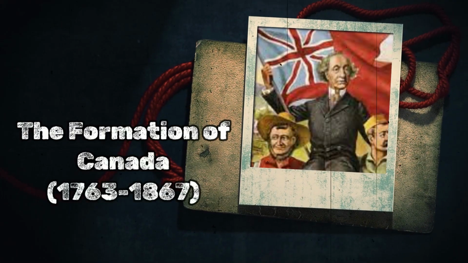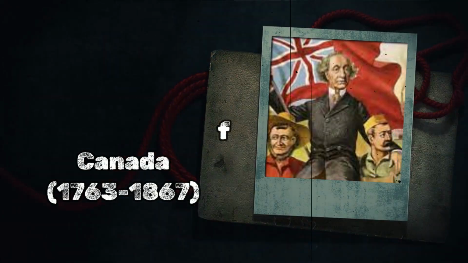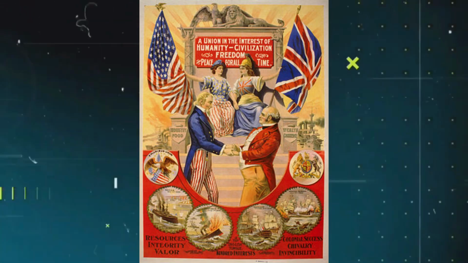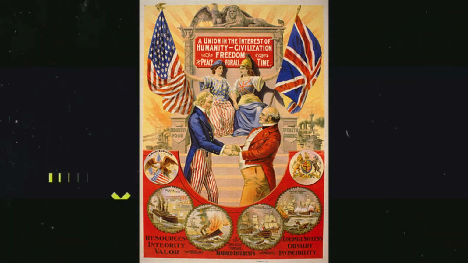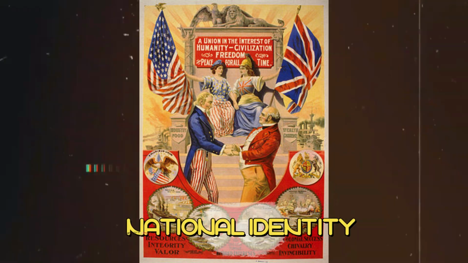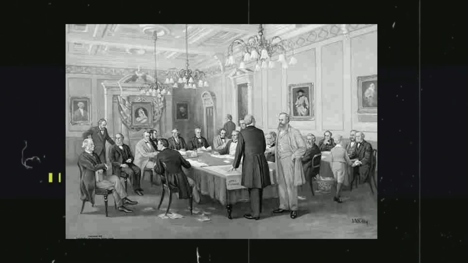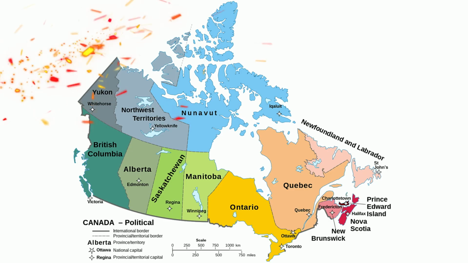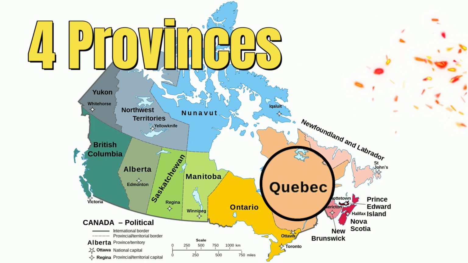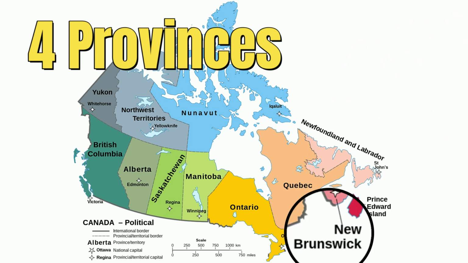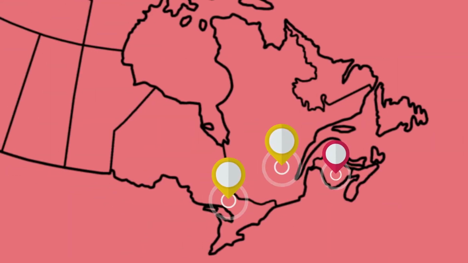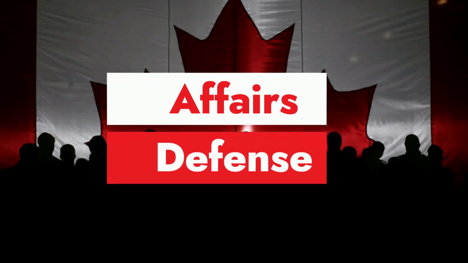The formation of Canada, 1763 to 1867. With the British in control of Canada, the next several decades were marked by efforts to develop the country and to create a sense of national identity. The British North America Act, now the Constitution Act, was passed in 1867, which established the Dominion of Canada, a confederation of 4 provinces: Ontario, Quebec, Nova Scotia, and New Brunswick. The goal was to allow the provinces to come under one umbrella, as well as allowing Canada to take more control over its affairs and its defense.